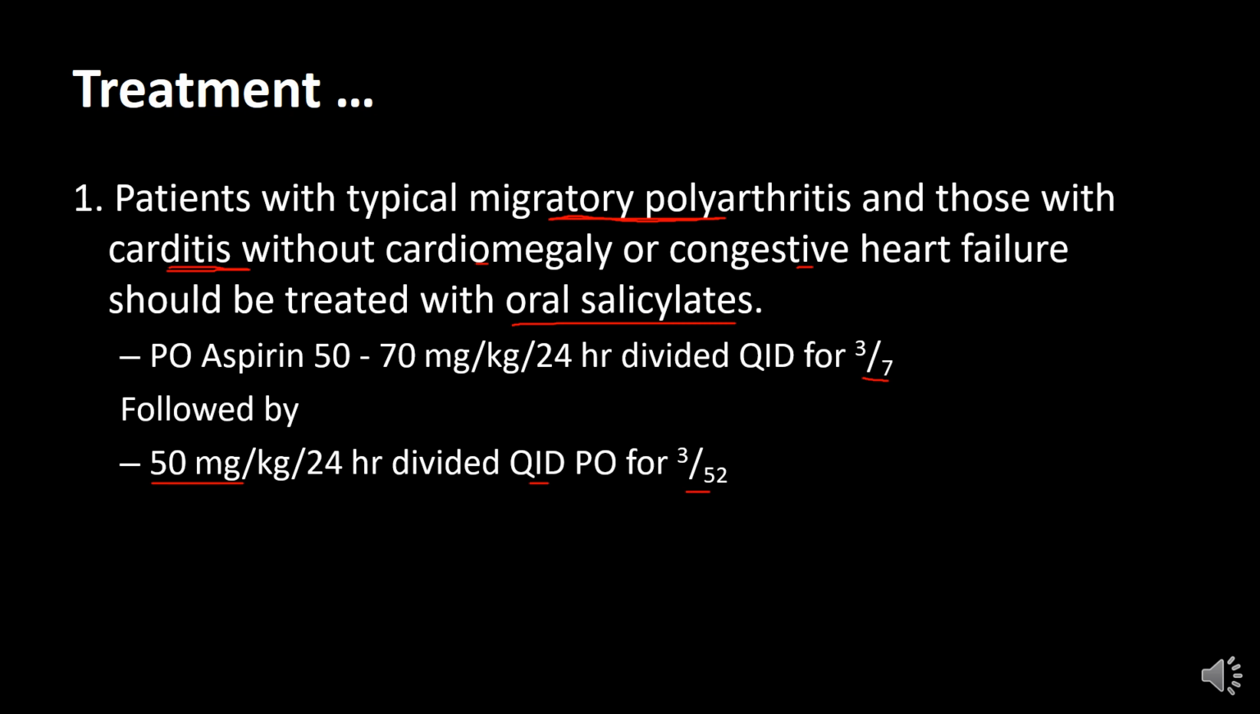So you start with a high dose of up to 70 milligrams per kg per day in 4 divided doses for 3 days, and then you step down to 50 milligrams per kg per day. That goes on for 3 weeks. Remember, these are for children who present with arthritis only or carditis. They could have both, but as far as carditis is concerned, there is no cardiomegaly and there is no heart failure.